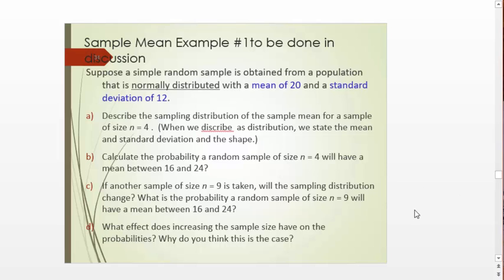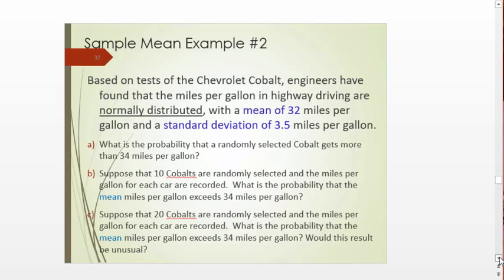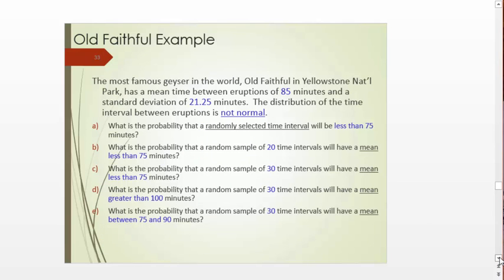So, there's a couple of problems that you will be doing in lab this week that will help you to solidify your understanding of the central limit theorem and using the sampling distribution of the sample mean.